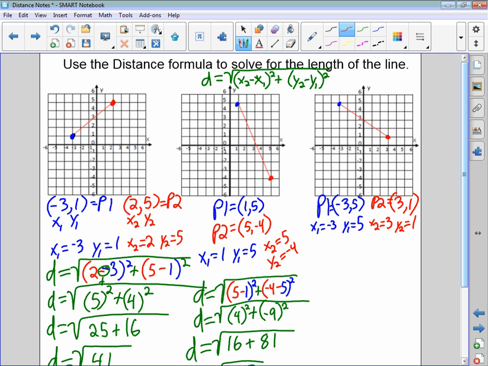And so now we are going to work through these using our distance formula. The distance equals the square root of x2, which is 3, minus x1, which is negative 3, squared, plus y2, which is 1, minus y1, which is 5.